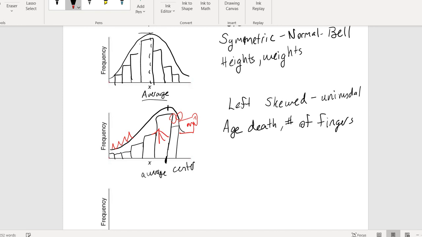This is its creepy little arm. Anyway, this is my mound monster. And whenever I think of a mound monster, I'm always like, okay, which side do you want to be on? The mouth side or the tail side? Well, you want to be on the tail side because you don't want to get eaten. So that's how you know it's left skewed.